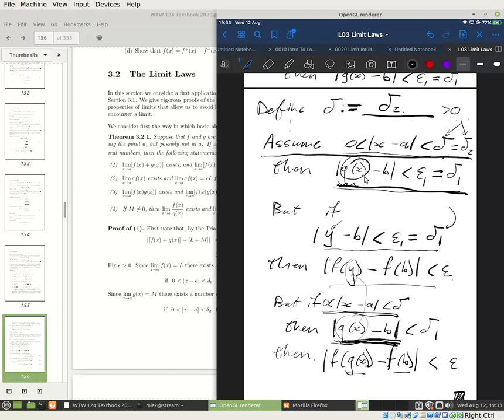|g of x minus b| is less than delta 1, but if anything minus b is less than delta 1, we've got |f of that anything minus f of b| is less than epsilon. And that is what we obtain here.